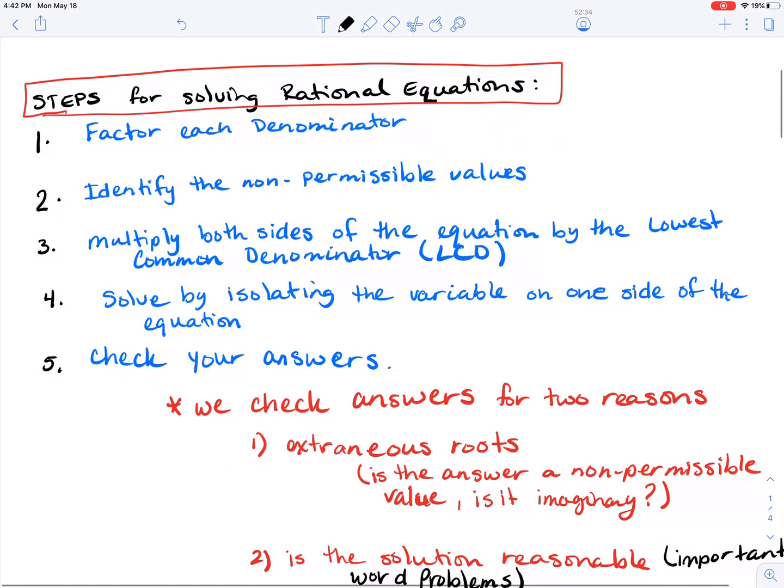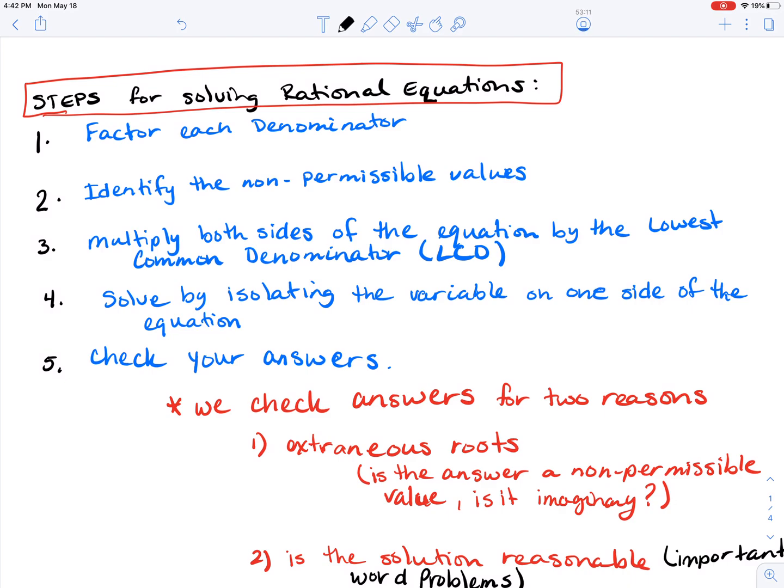The easiest way to look at solving rational equations is to follow the following 5 steps. The first one, factor each denominator. 2, identify the non-permissible values. 3, multiply both sides of the equation by the lowest common denominator, or as I'll commonly refer to it, LCD. Step 4, solve by isolating the variable on one side of the equation. 5, check your answers.